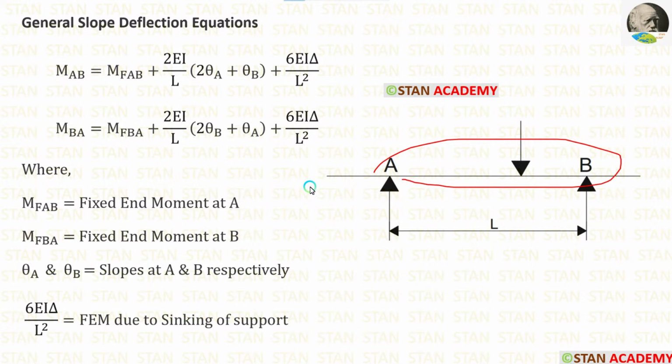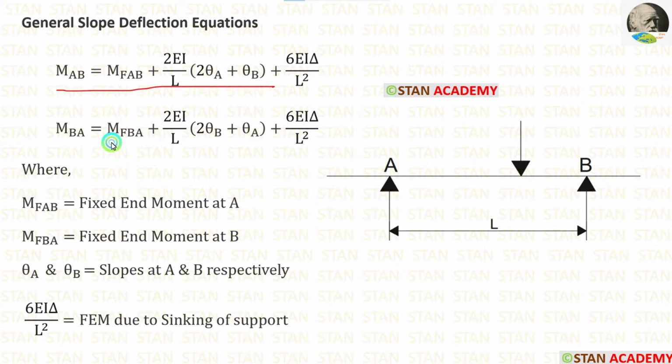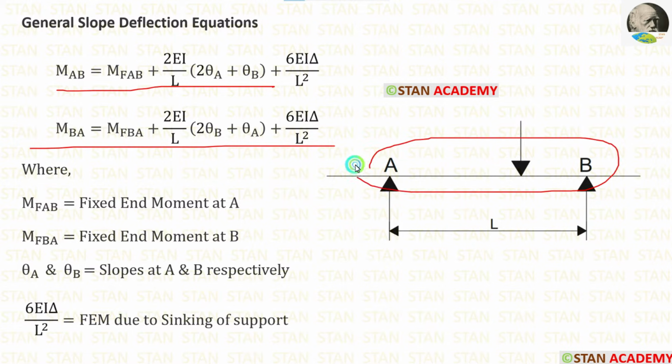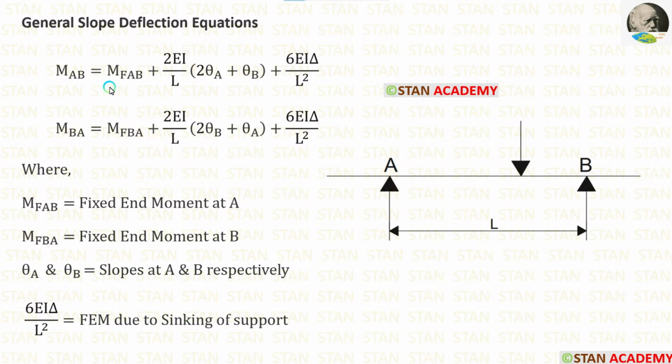For every span, there will be two slope deflection equations. These are the two slope deflection equations with respect to the span AB. In these equations, M_AB is the fixed end moment at the point A, M_BA is the fixed end moment at the point B, theta A and theta B are the slopes at A and B respectively, 6EI delta upon L square is the fixed end moment due to sinking of the support.